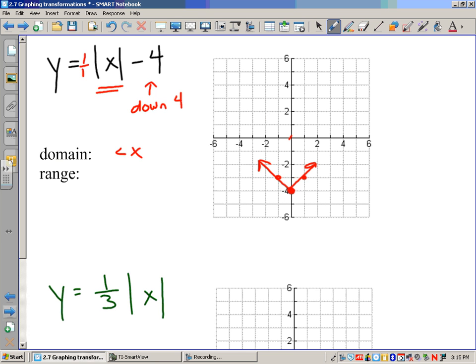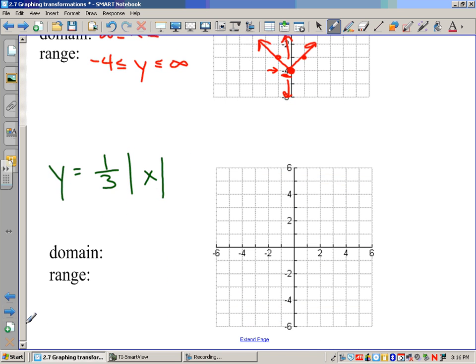Domain. You can take the absolute value of anything. Your domain is always going to be negative infinity to infinity. Range, look at what your y's are. If you look down here, that's the first y value that occurs. There's nothing below it. All your y's are above. So your range is y is greater than or equal to negative 4. Again, if you want to put infinity, you can because it's going up.